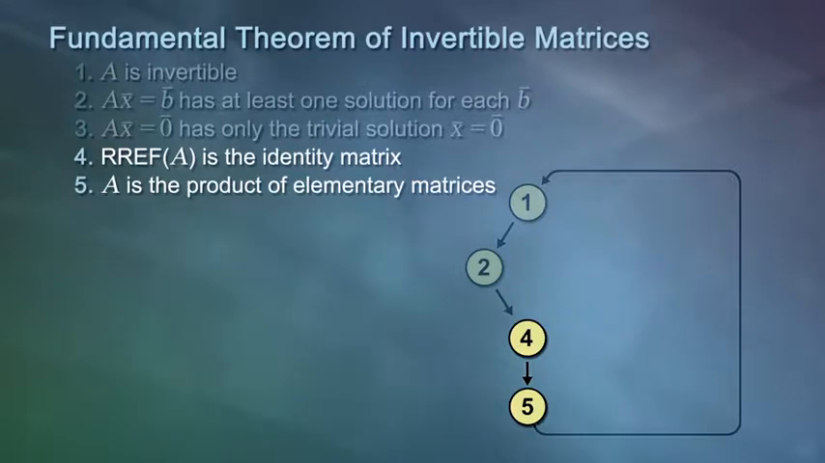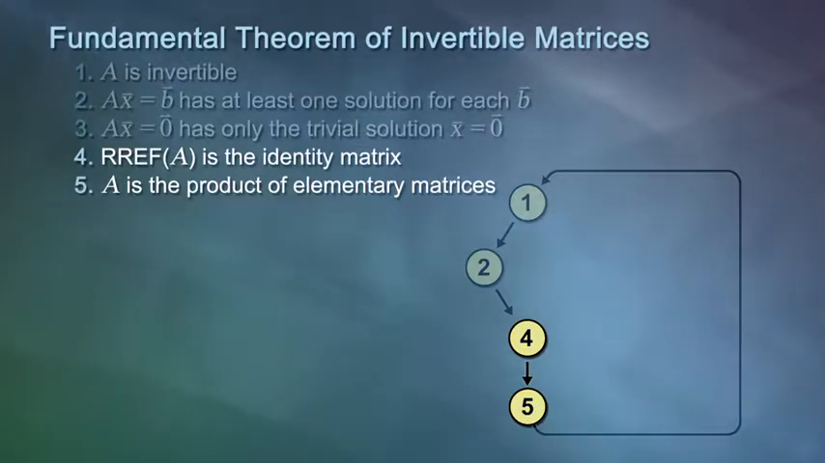Now, why does statement 4 imply statement 5? Well, we've already seen that if the reduced row echelon form of A is the identity matrix, then there's a sequence of elementary row operations that take A to the identity. These are represented by elementary matrices. So, A inverse is the product of elementary matrices.